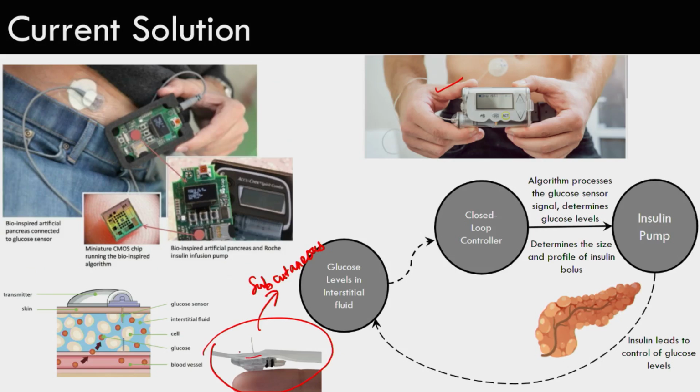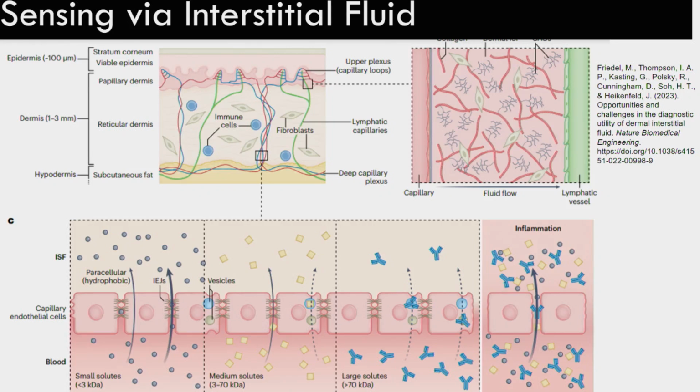That's why you see this is the sensing needle. This is not actually a needle, it's a flexible polymer substrate. They use a device to puncture the skin, insert the sensor and take it out. We will show it in the lab also during the hands-on session. This is the current solution.